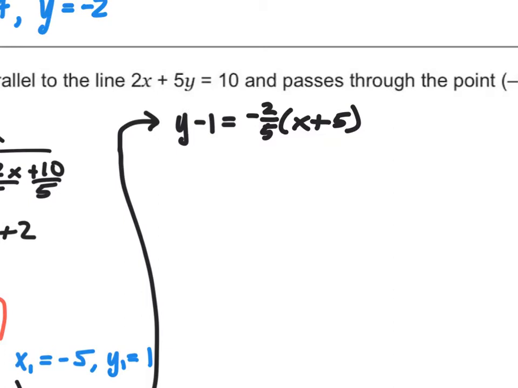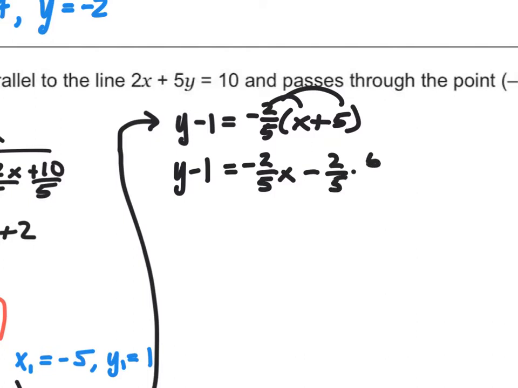And so what I want to do is distribute my negative 2/5. So I get y minus 1 is equal to negative 2/5 x minus 2/5 times 5 over 1. Now what's cool here is that these 5s divide out to 1 and 1. So you're just left with y minus 1 is equal to negative 2/5 x minus 2. When those 5s divide out, I get a 1 and a 1. 2 times 1 is 2, 1 times 1 is 1, and negative 2 divided by 1 is just negative 2.